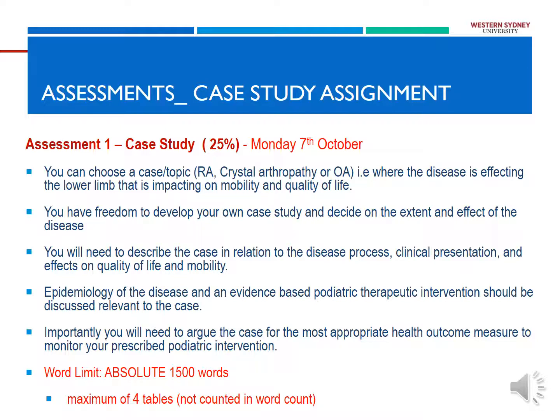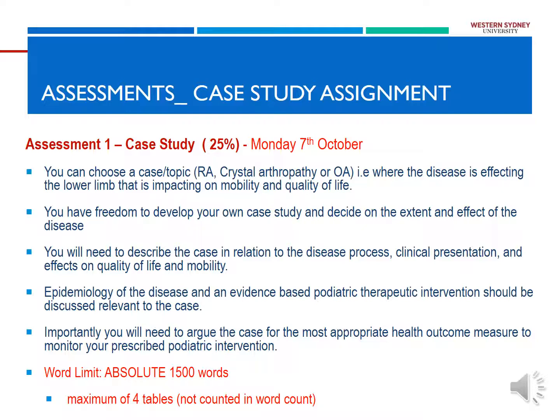One of your assessments will be a case study assignment. This is worth 25% of your mark and is due on Monday the 5th of October, submitted via Turnitin via your views link. In this assignment, you can actually choose your own case or topic, and this is generally from rheumatoid arthritis, one of the crystal arthropathies, for example, gout, or osteoarthritis. So essentially it's where the disease is affecting the lower limb that is impacting on the person's mobility and quality of life.